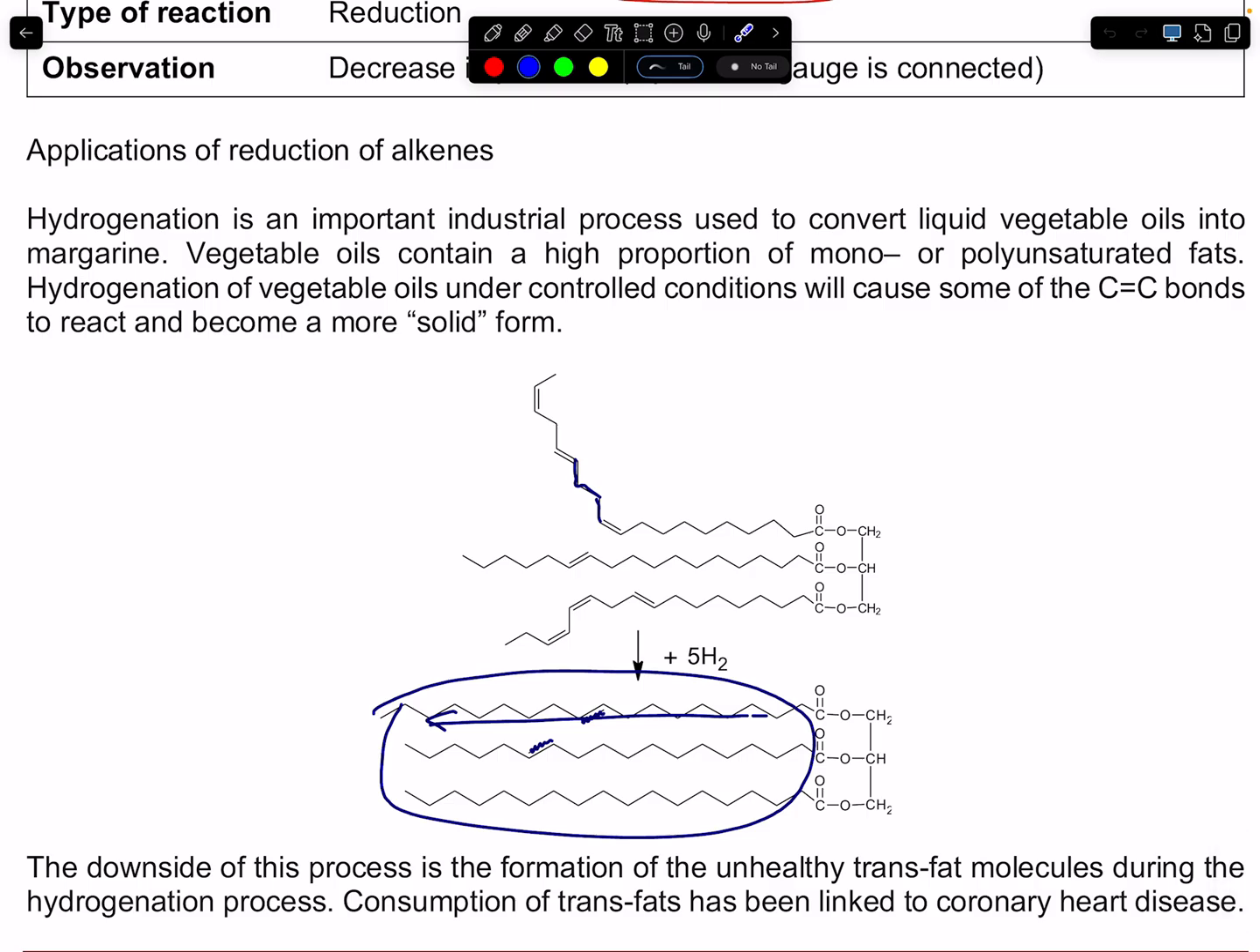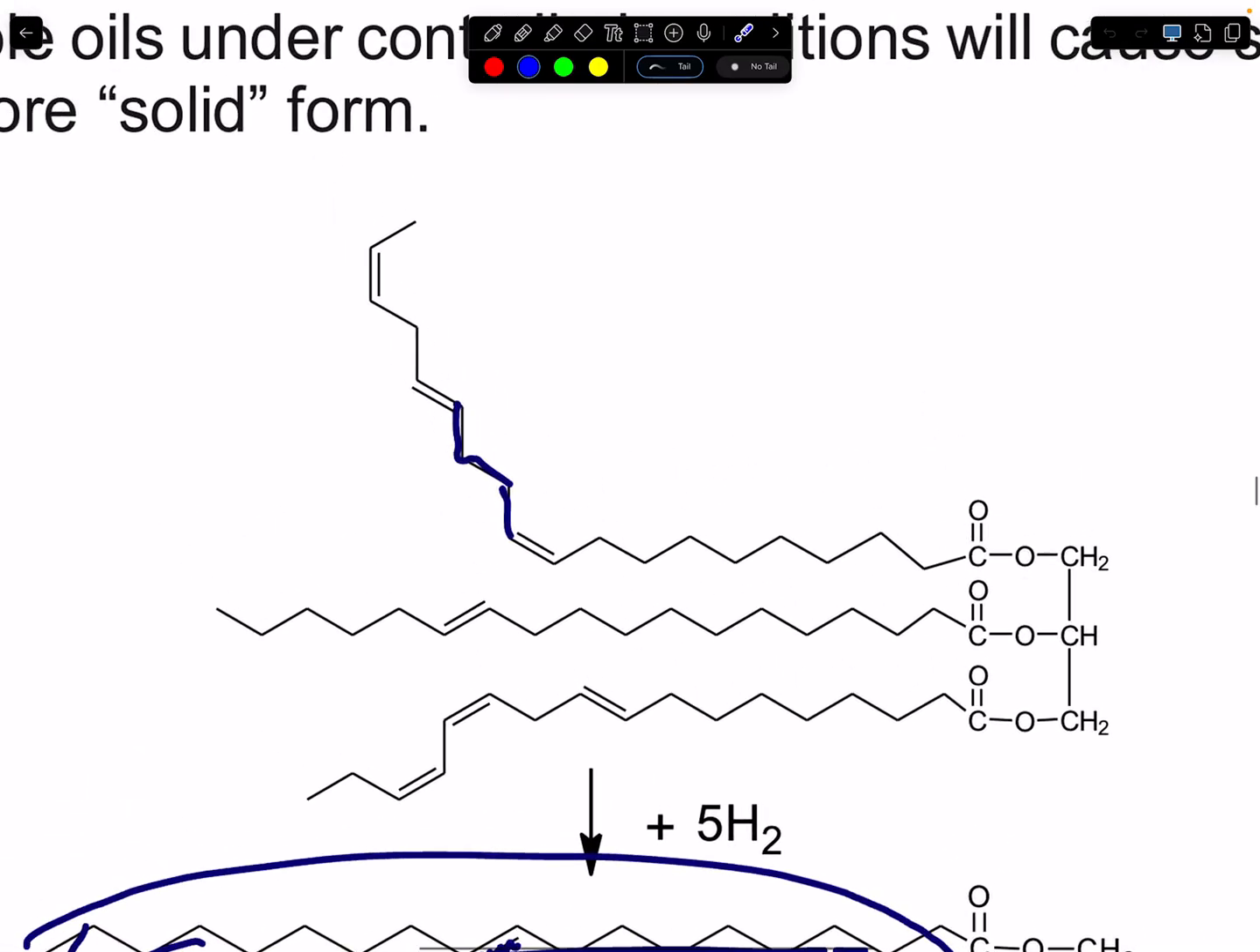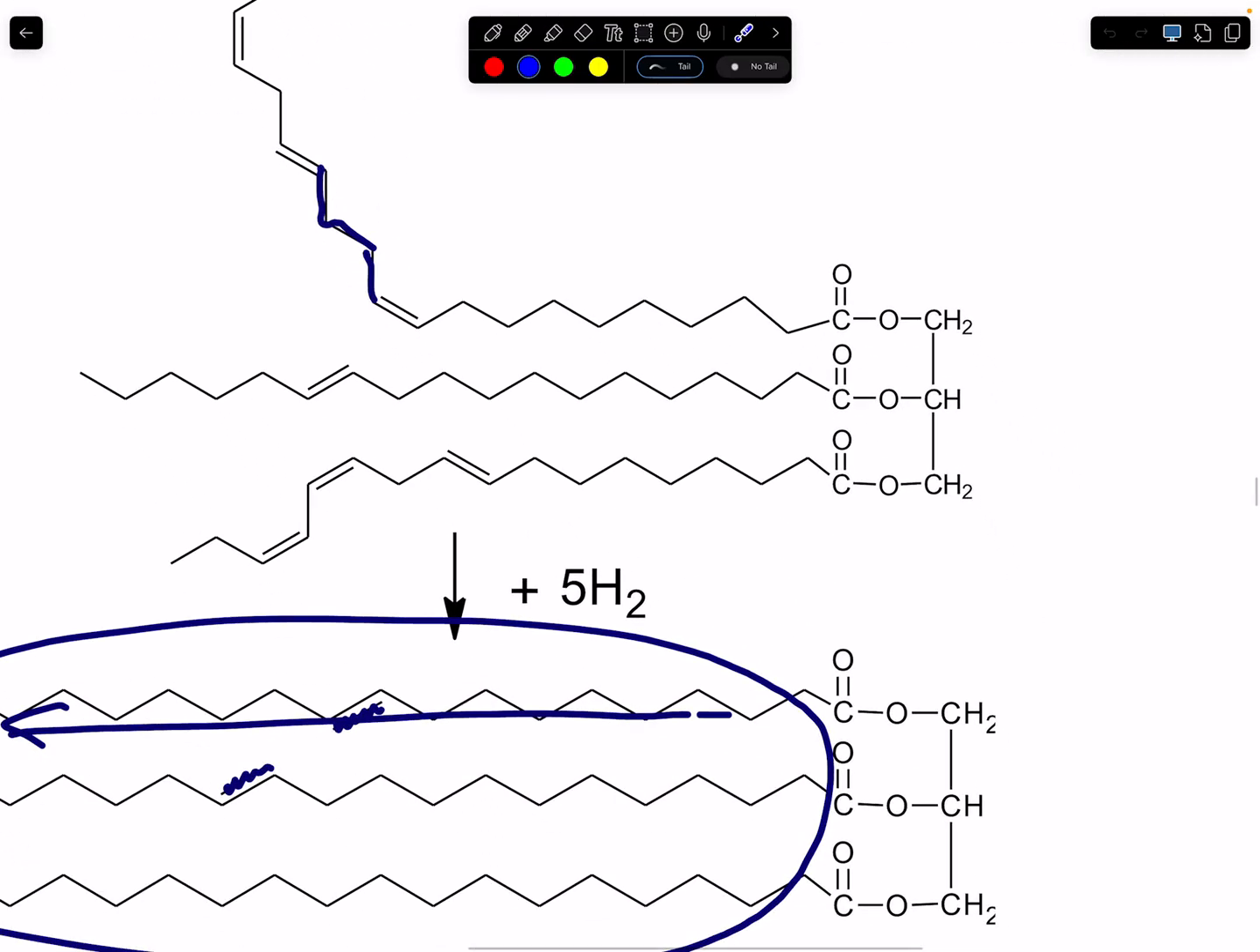Now, this is called vegetable oil to margarine. Have you all heard of this process before? You all learned this in secondary school, the industrial application of hydrogenation, yes?